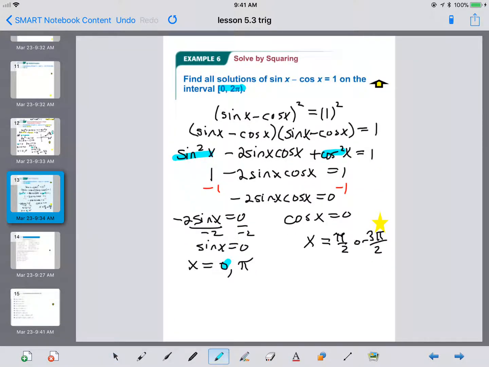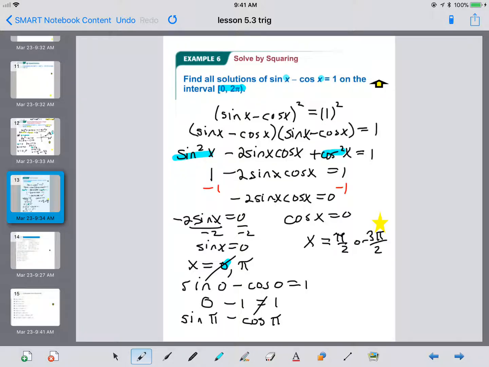So let's check 0. I'm just going to plug 0 back into the original. So I get sine of 0 minus cosine of 0 should equal 1. Well, the sine of 0 is 0. The cosine of 0 is 1. I don't get 1, I get negative 1, so I got to cross that one out. That one didn't work. Now let's plug in pi. I get sine of pi minus cosine of pi, and it should equal 1. Well, the sine of pi is 0. The cosine of pi is negative 1. Hey, that one works.